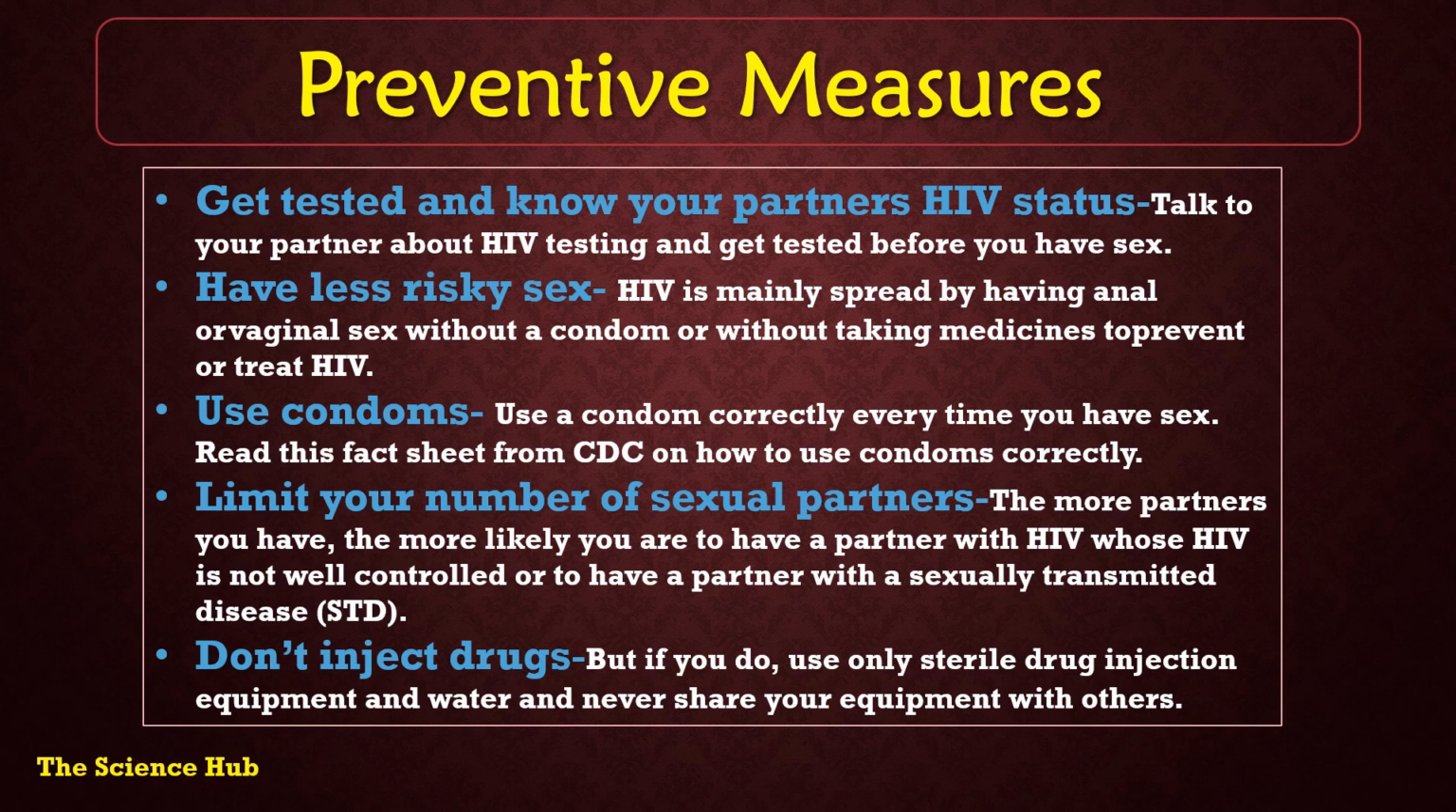Use a condom correctly every time you have sex. Read this fact sheet from CDC on how to use condoms correctly. Then limit your number of sexual partners. The more partners you have, the more likely you are to have a partner with HIV whose HIV is not well controlled or to have a partner with a sexually transmitted disease, that is STD.